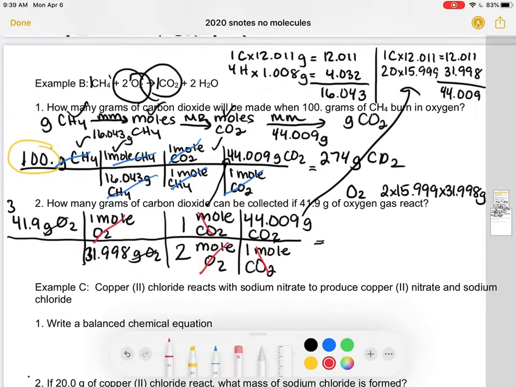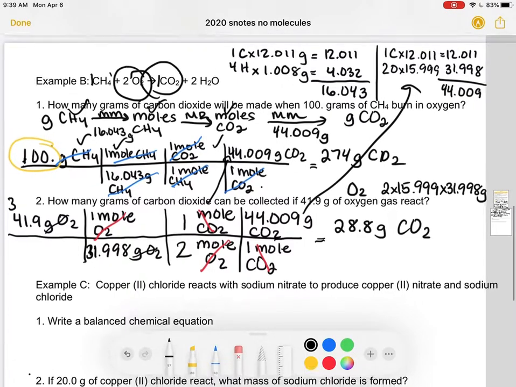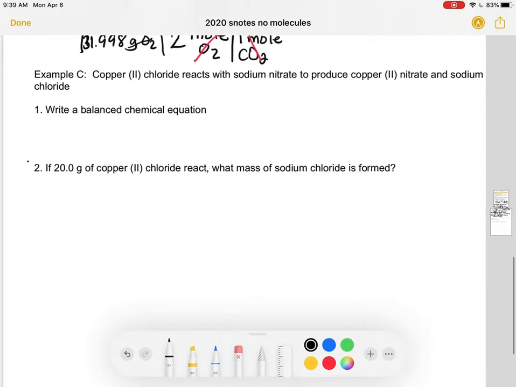Okay, your answer is 28.8 grams of carbon dioxide. Isn't that fabulous? I think it's fabulous. All right, last example. Oh no, it's words. No. It's okay. I got you.